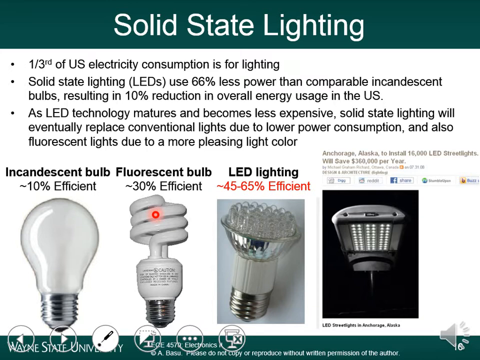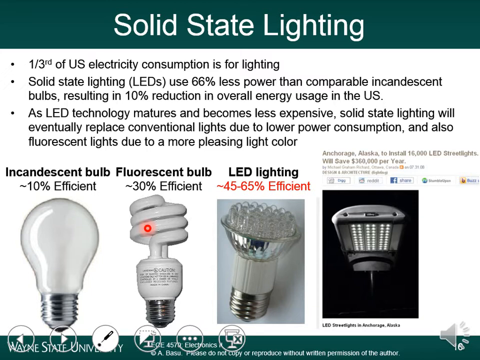Fluorescent bulbs are 30% efficient. So they're actually quite a bit more efficient than incandescent bulbs. That's one of the reasons why at Home Depot and all the other places right now, most of the bulbs that you can buy are fluorescent bulbs. It used to be that fluorescent bulbs gave off this really nasty bluish color that made you look several years older than you were.